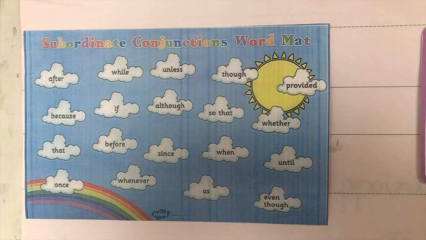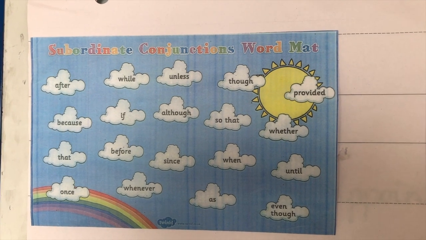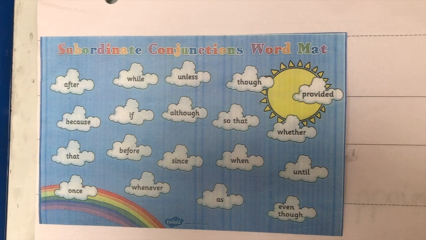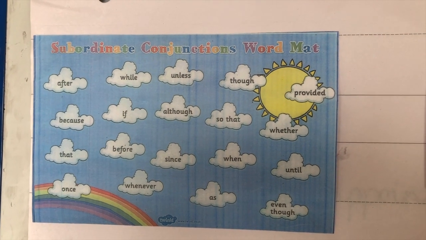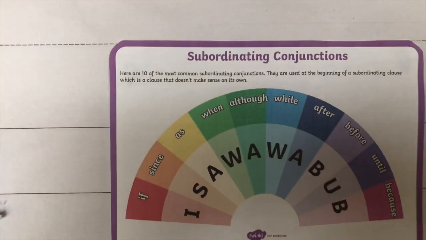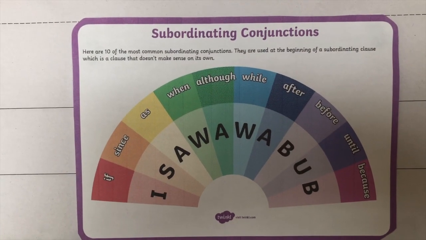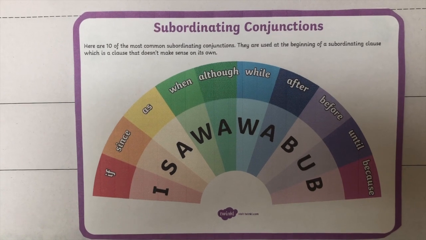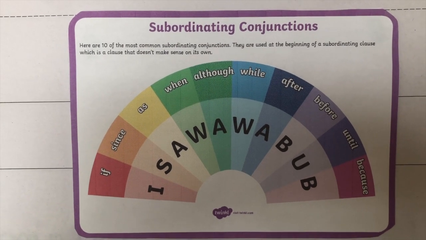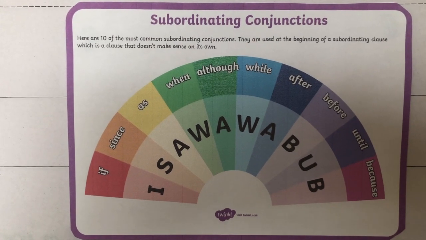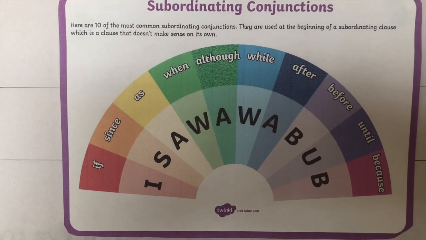So here's a closer look at the subordinate conjunctions word maps. I'm going to choose some of those in a moment to write some sentences. Okay, and here's the I saw a WABUB. And that one, as I said, I just downloaded off Twinkl. It was a free resource.